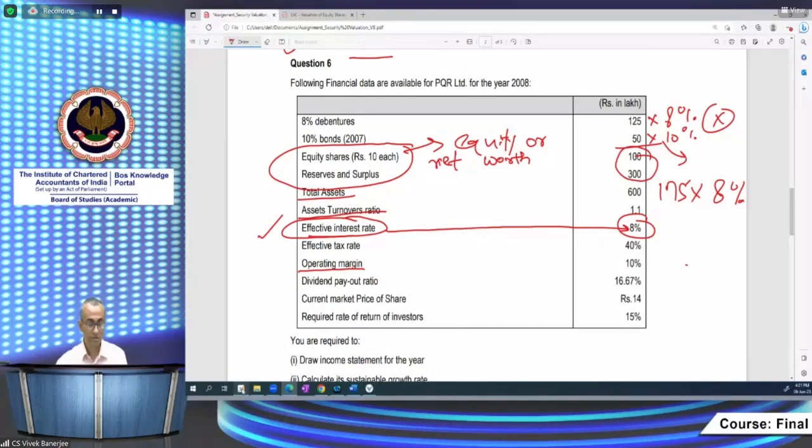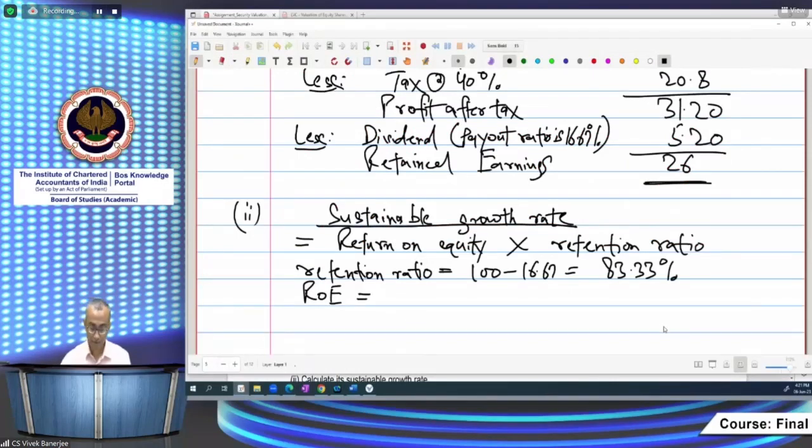So again, let us come back to the solution. So return on equity is equal to this profit upon net worth.